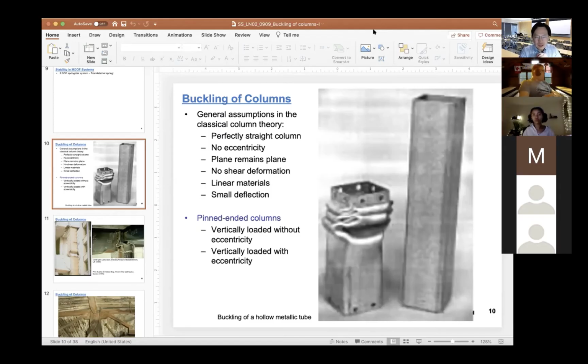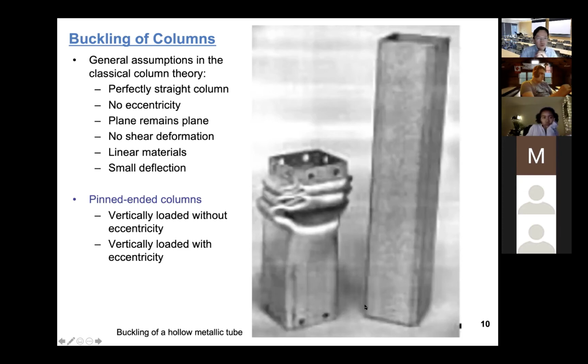In classical column theory, there are a few assumptions, and I only list the 6 most important ones related to this class, or related to structural stability, the buckling of columns. The first assumption is that we have to assume that columns are perfectly straight.